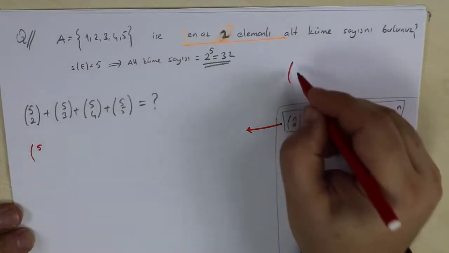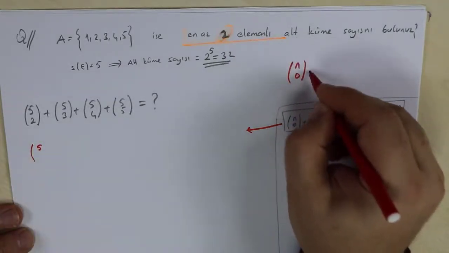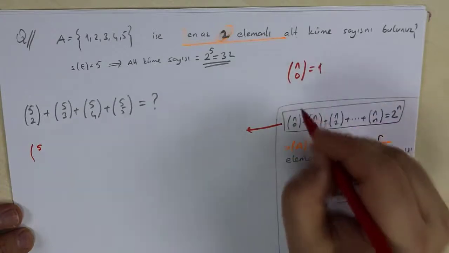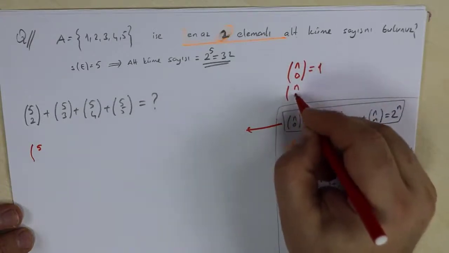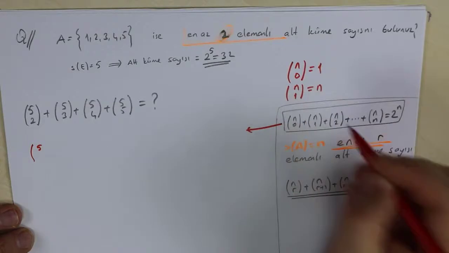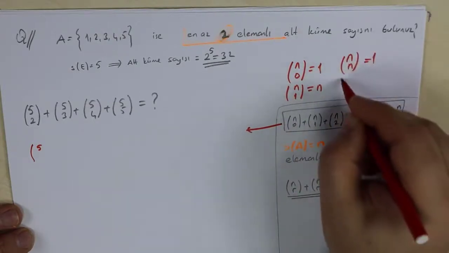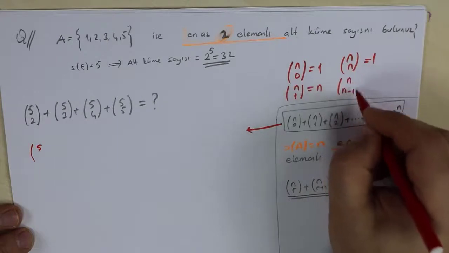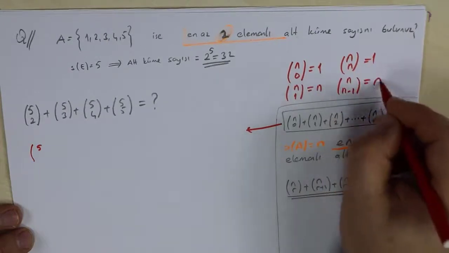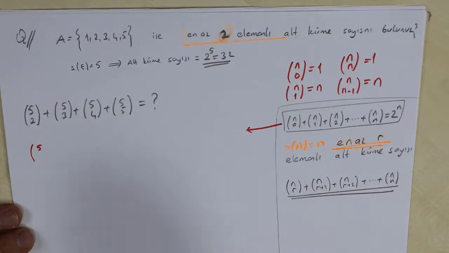Let me remind you of these. The combination of 0 out of n equals 1. The combination of 1 out of n equals n. The combination of n out of n equals 1. And the combination of n minus 1 out of n equals n as well. So these are common combinations.